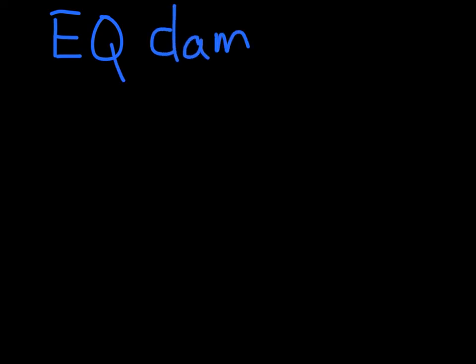Damage from an earthquake, so earthquake damage. Now, this does not typically happen from the earthquake itself. It's from all the things that happen because of the earthquake. So you've got moving blocks of rock, you've got buildings that have been damaged, you've got fires, landslides.